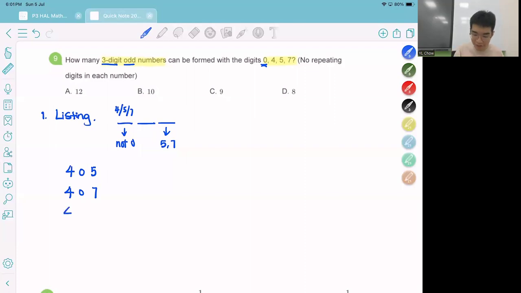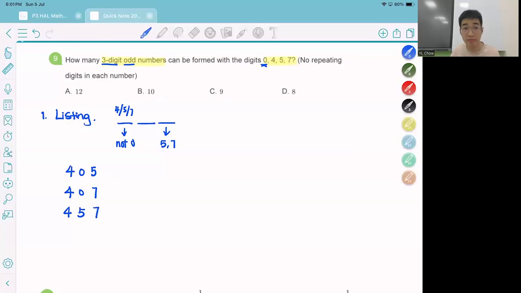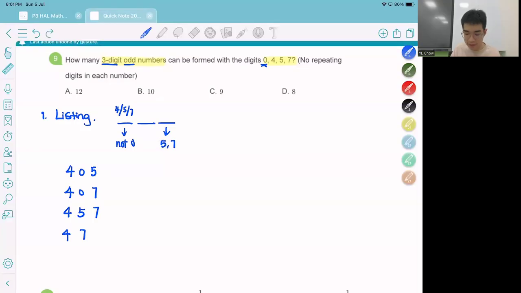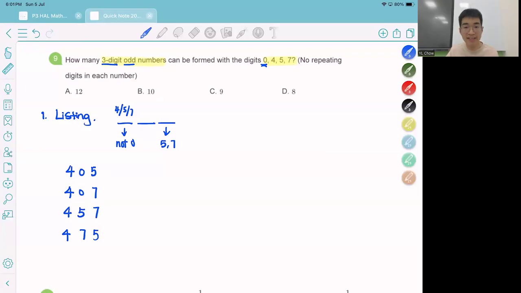Next, let's consider 4, 5. Now take note, I cannot have 0 because it has to be an odd number. So we can only take 457. Then moving on, we will have 4, 7. And this time, we already selected 7, an odd digit. The only remaining digit for the ones has to be 5. So 475. Okay, so these are your 400 and something.